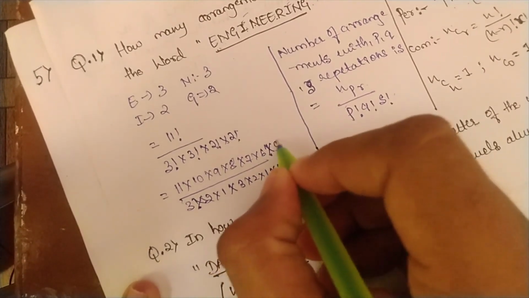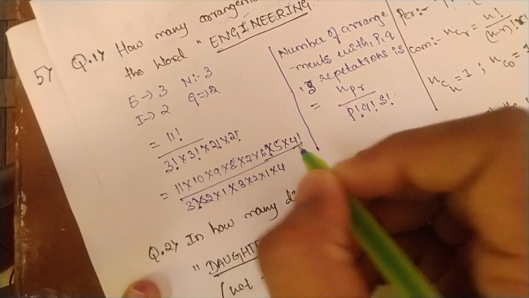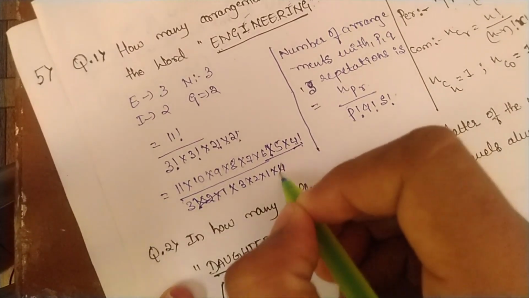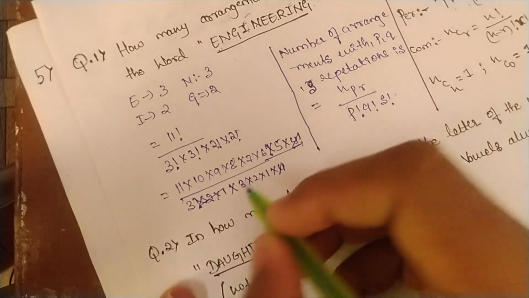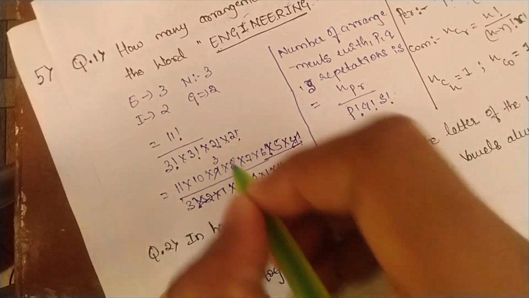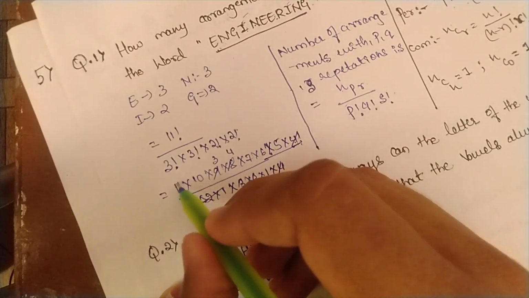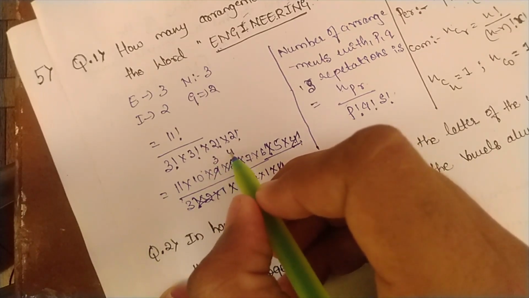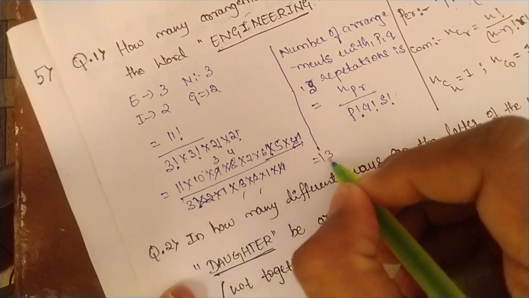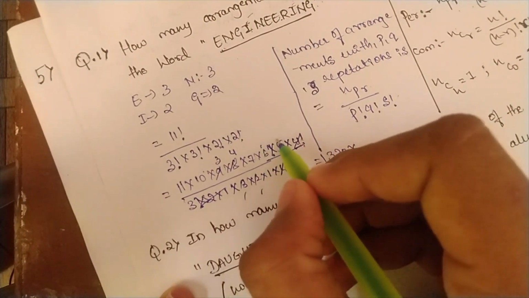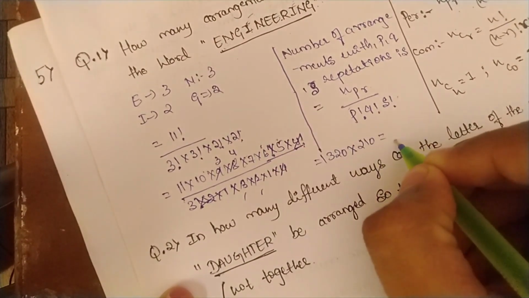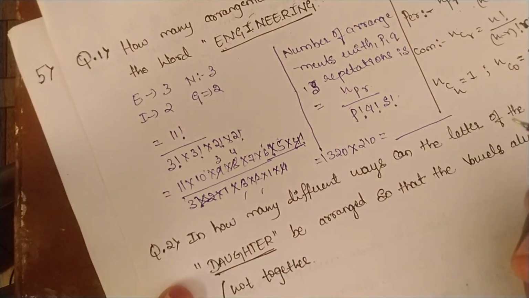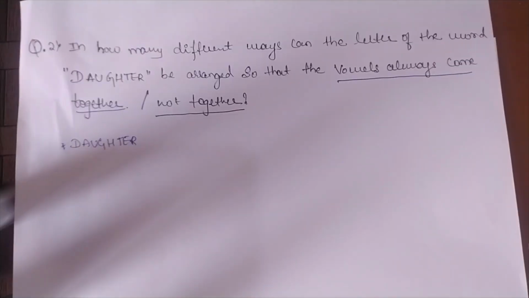So this can be written as 6 into 5 into 4 factorial. 4 factorial is 24, so 6 fours are 24, gone. Then 3 ones are 3, 3 threes are, 2 ones are 2, 2 fours are... So calculate the value. 11 tens are 110, 330, 1320. Then 1320 into 6 fives are 30, 210. Do this value, and you will get the number of arrangements for the word engineering. So that's it for this question. Let's move on to the next question.